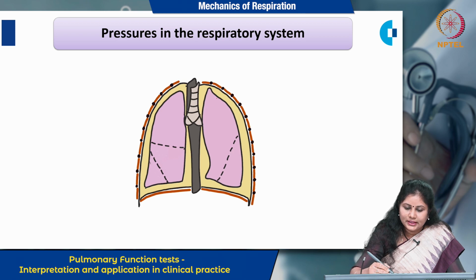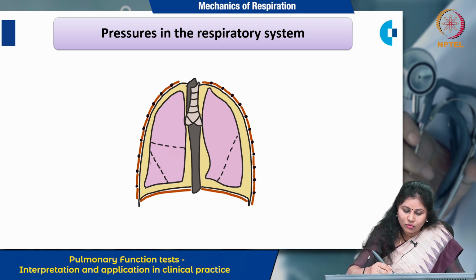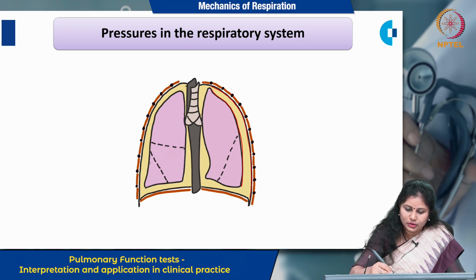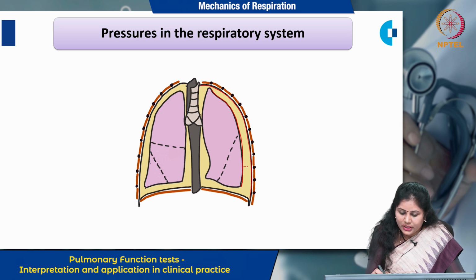The lung is covered by a layer called pleura. The one which is present next to the lung surface is the visceral pleura. So, this is the visceral pleura. And the one which is lying a little outer, near the thoracic wall, is the parietal pleura. So, this is the parietal pleura. And you can see here there is a potential space in between the two pleural layers, and this is called the pleural cavity.